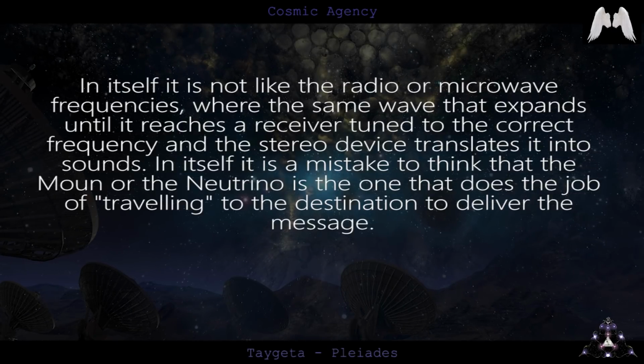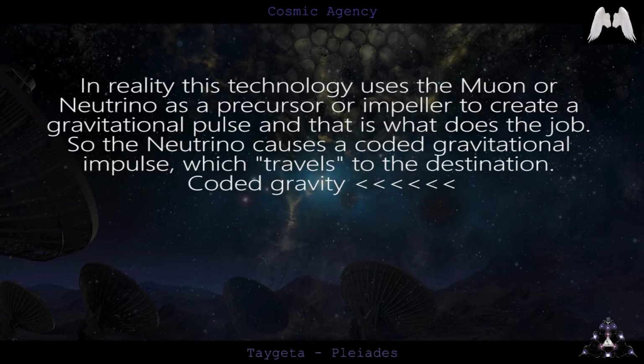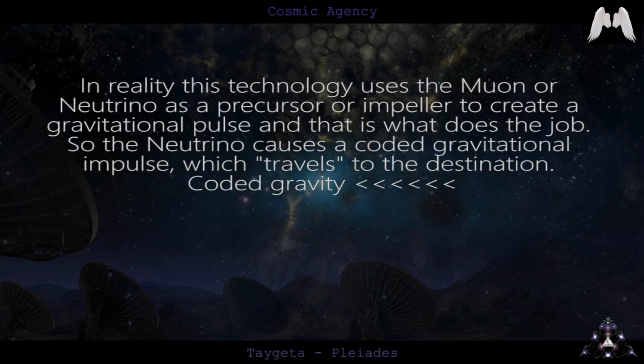In itself, it's a mistake to think that the muon or the neutrino is the one that does the job of traveling to the destination to deliver the message. In reality, this technology uses the muon or neutrino as a precursor or impeller to create a gravitational pulse, and that is what does the job. So, the neutrino causes a coded gravitational impulse which travels to the destination, coded gravity.